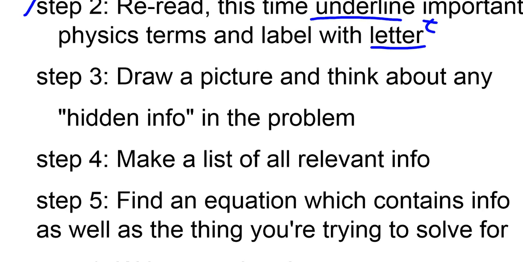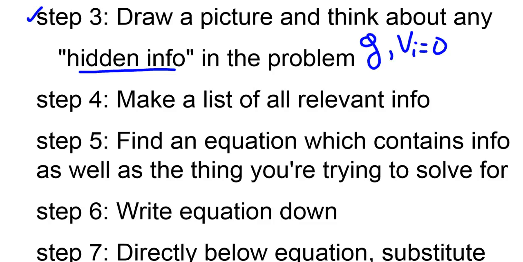Step 3, always draw a picture, if possible, of the problem, and try to think about any hidden information given in the problem, such as if it's a ball falling up and down through Earth, you know that gravity is going to be a factor. If they ever say the words "from rest," you know it's an initial velocity of 0, and there's lots more that we'll talk about that come up all over the place. Once you've done that, step 4, on your paper, make a list of all the relevant information to the problem.